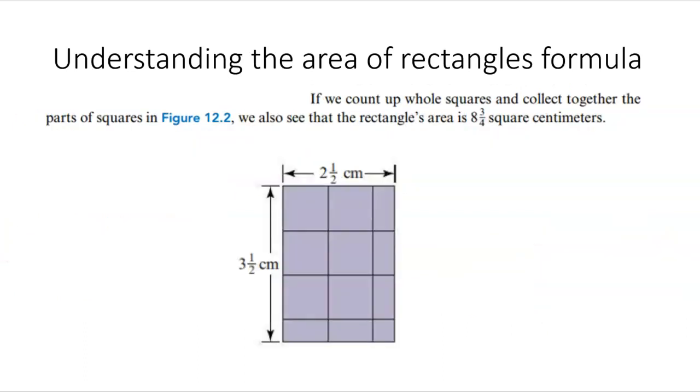Of course, we can always count up the whole squares and collect the parts. So 1, 2, 3, 4, 5, 6. Two halves make 7. Two halves make 8. And then we've got a half and a quarter. So that's going to be 8 3/4. So of course we can also do it in that way.